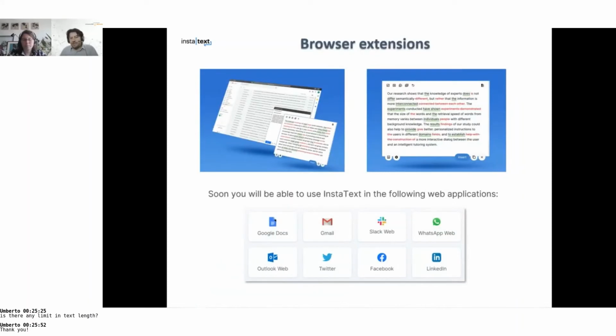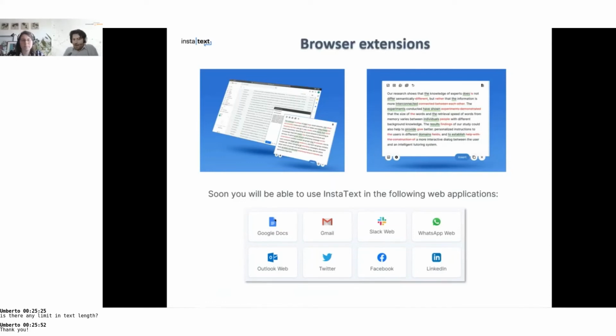We actually already enable early access since March, but the official launch is going to happen in May, where we have InstaText at the moment of writing. So in all these web applications like Google Docs, like Gmail, Outlook on the web, then Slack, WhatsApp, LinkedIn, Facebook, Twitter, even Overleaf, for example. I will show you an example.